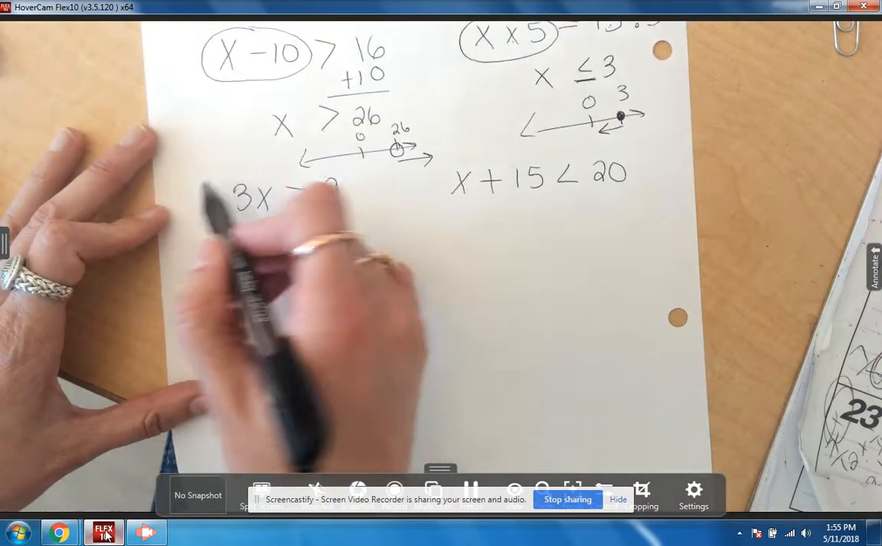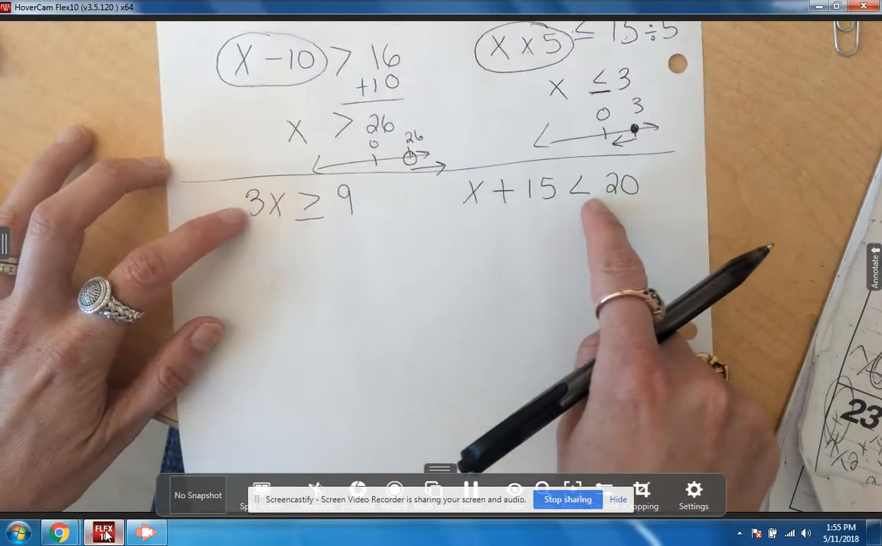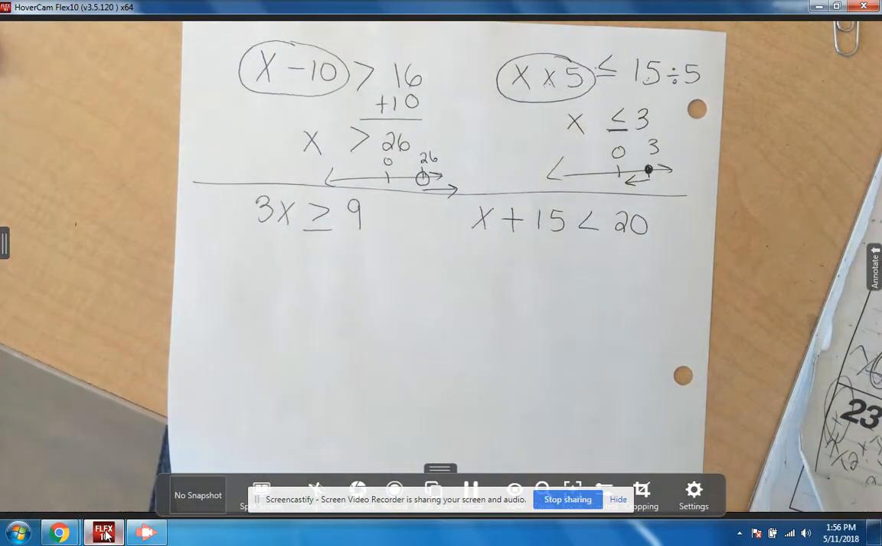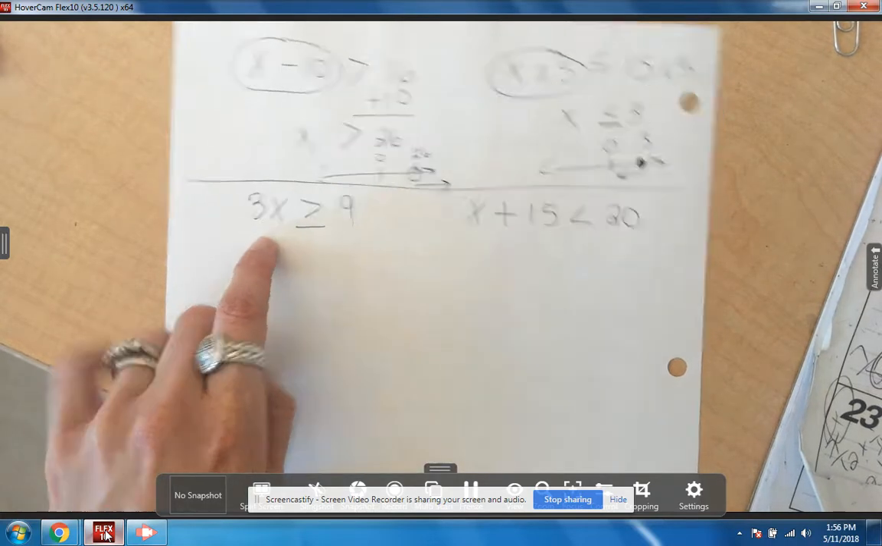So you're going to pause and try these two below here on the back of your notes. So you don't have to write the top ones, just do these ones. So write it out, solve it by doing the opposite, and then graph it like I did. So pause and try these two.